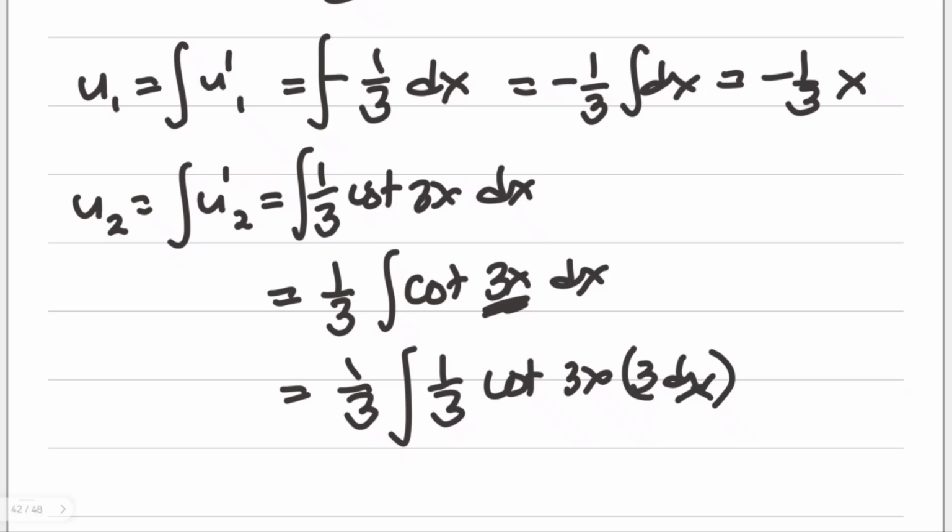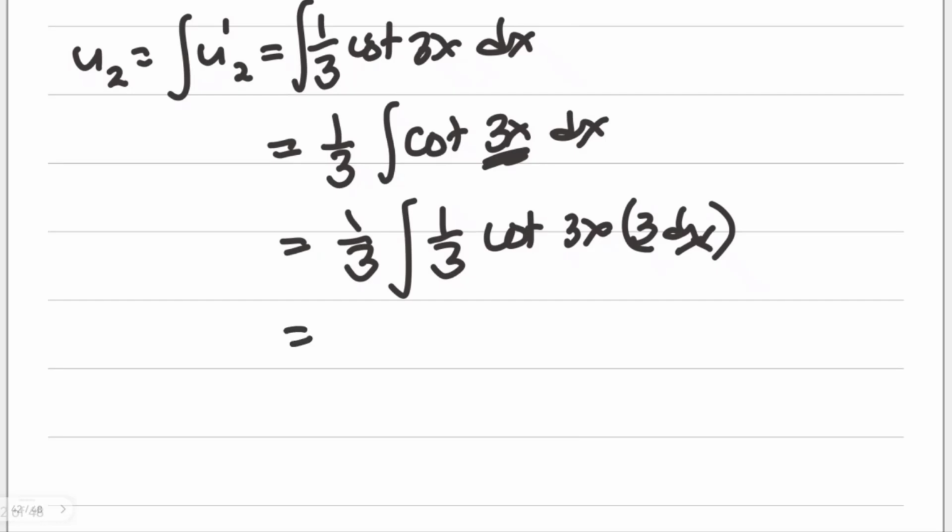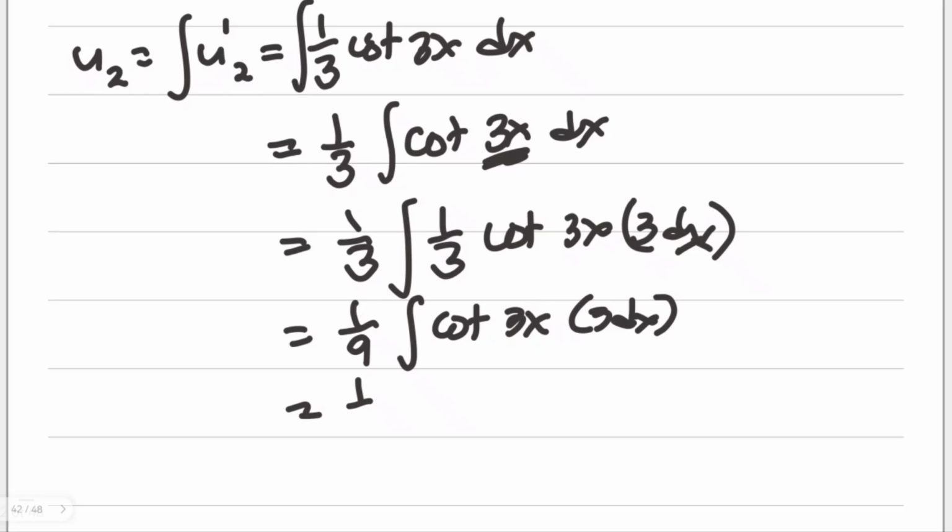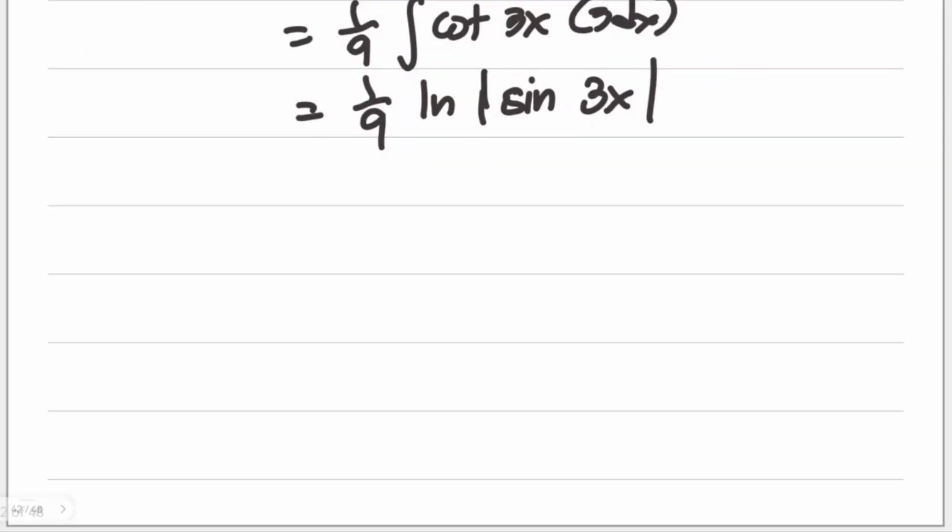Okay, we cannot integrate this if we are not going to add here 3, because that's the concept of the integral of cotangent u du. Please take a review on that. In short, this will become 1/9, and the integral of cotangent 3x and then 3 dx. And the integral of that, you may review your formulas for integration. So you have here the natural logarithm of sine of the same u, that's 3x. Okay, so this is now our u sub 2.